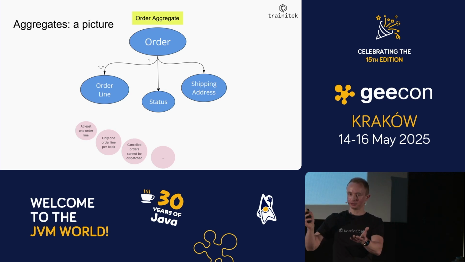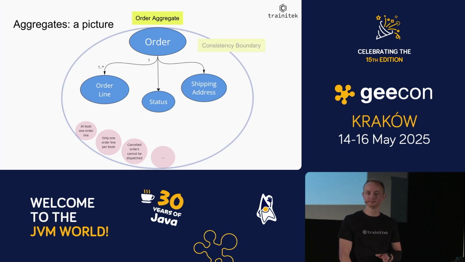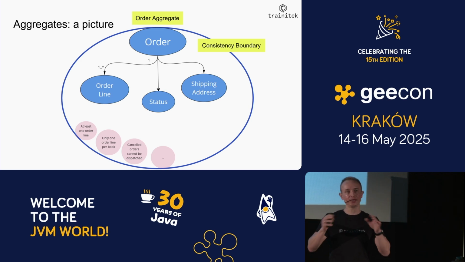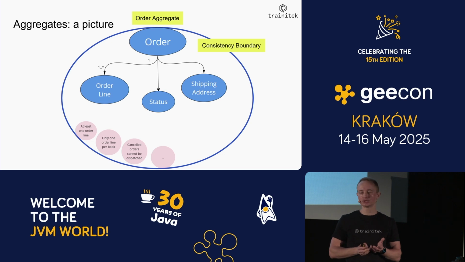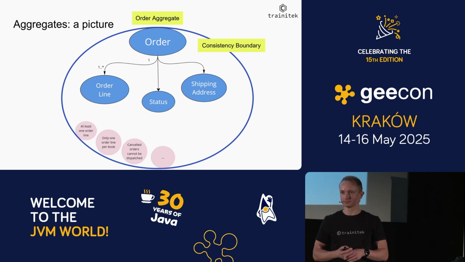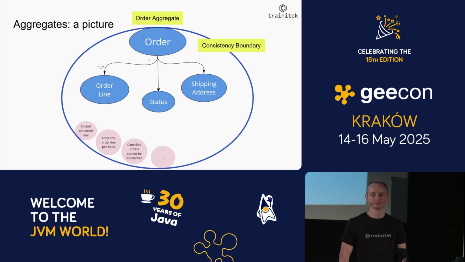So the structure of it, we call it order aggregate. This aggregate has a consistency boundary, which means that within the structure, we always maintain the consistency, which means that all the business rules are kept intact. We can't have one business rule failing and others working. All business rules should be correct. So that's why we call it a consistency boundary.